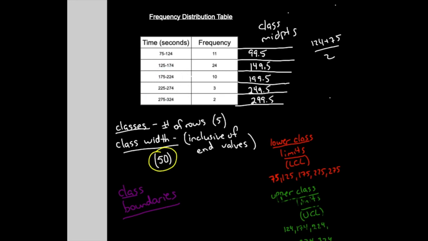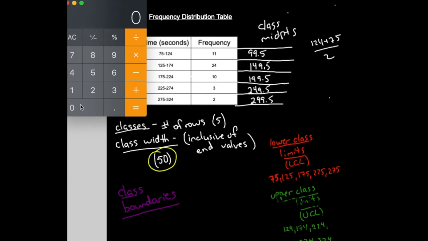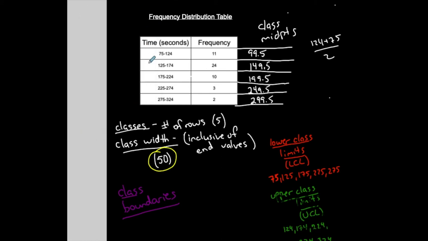Sometimes I like to show it first on the second class. What I mean by that is, what number is in between the upper class limit of the first class and the lower class limit of the second class? What number is between the two of those? Well, 124 and 125. To get the number in between the two, you can add them. It's a very easy case, but I'll show you just in case. 124 plus 125 and then divide by 2. I get 124.5. 124.5 is the middle.